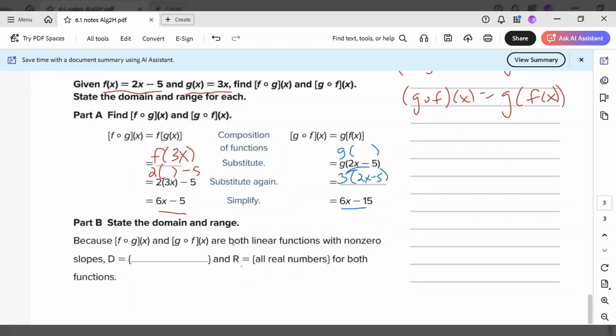So when they ask us to state the domain and range, we need to remember that because both f of g and g of f are linear functions, our domain is going to be all real numbers. Our range is also going to be all real numbers. Remember, linear functions have the format of y equals mx plus b. And we know from previous lessons that the domain is going to be negative infinity to positive infinity, or x element of R.